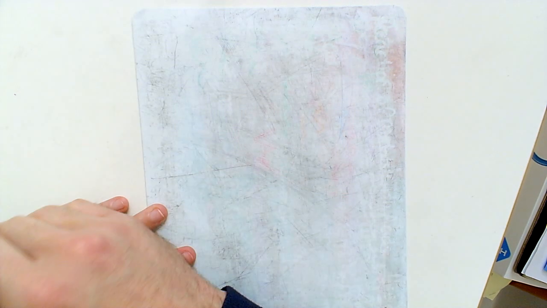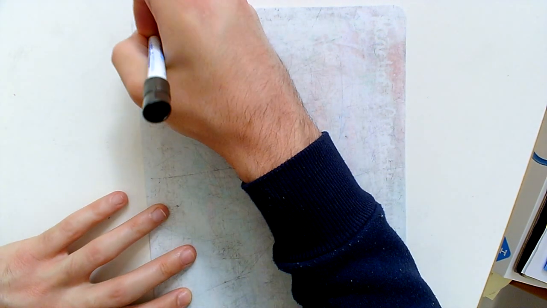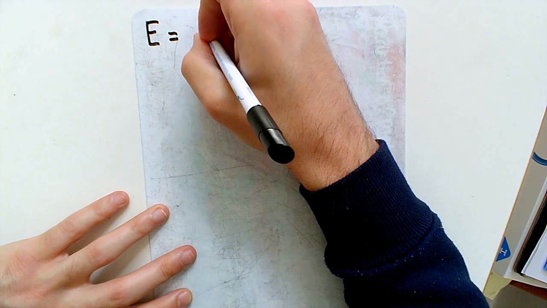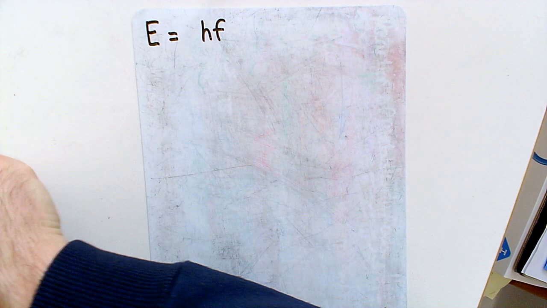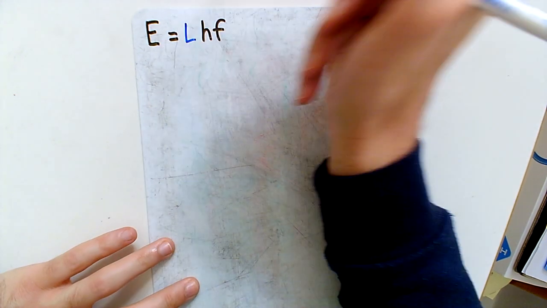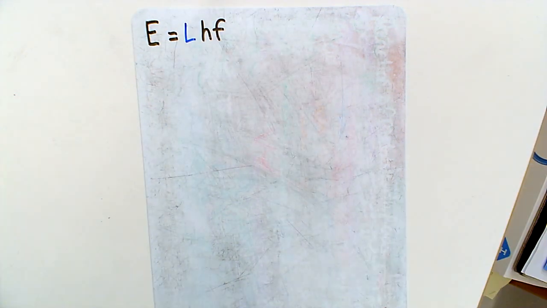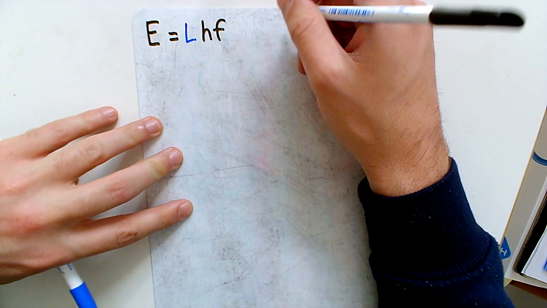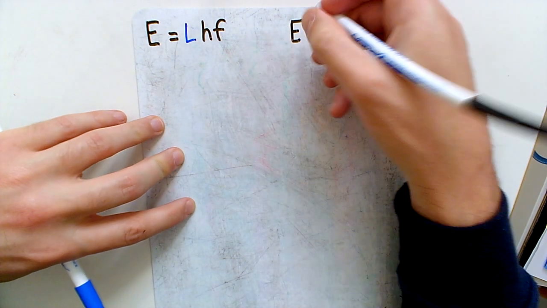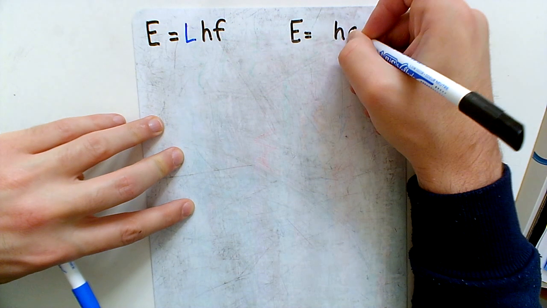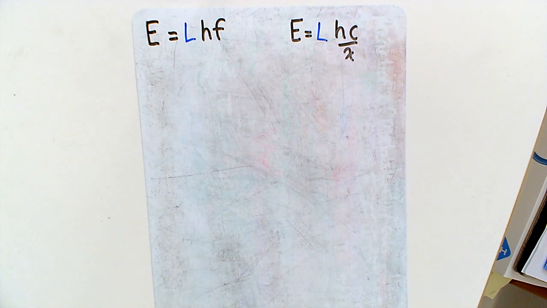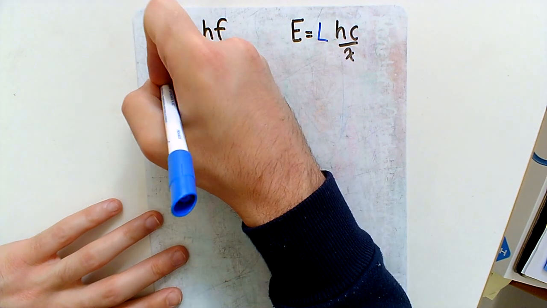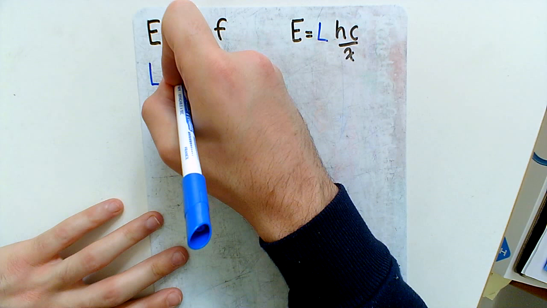Now the equation we use is going to be very similar. It is going to be energy. We're still going to use HF, but we're going to add in L here. And I'll talk about what L is. But if we are doing it here, energy equals hc over lambda, and again L. What is L? Well, L is Avogadro's number.